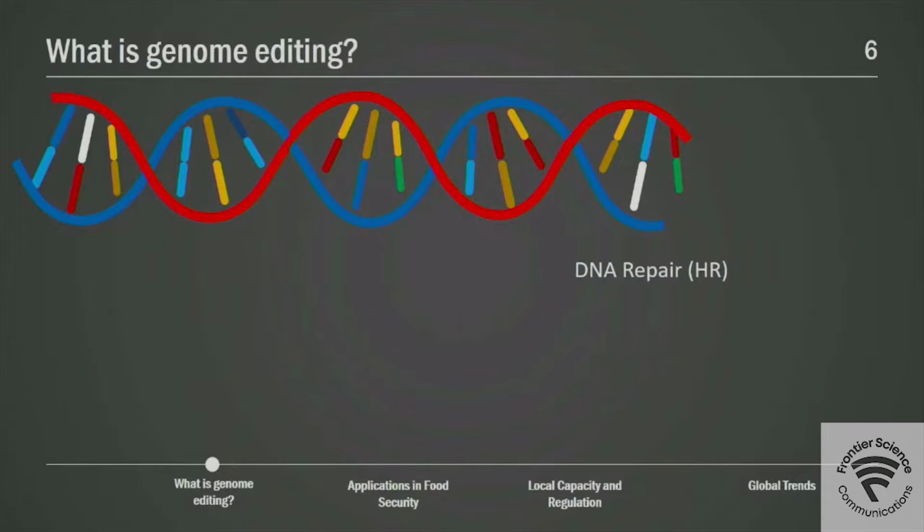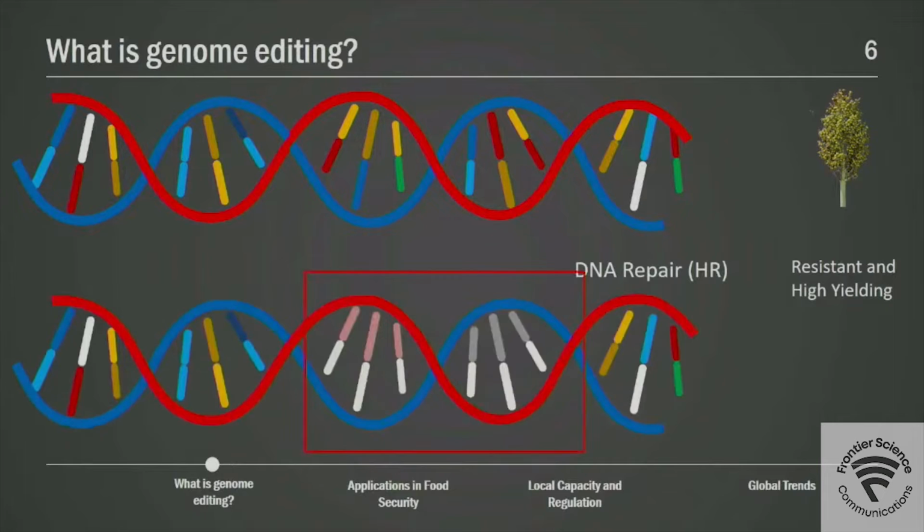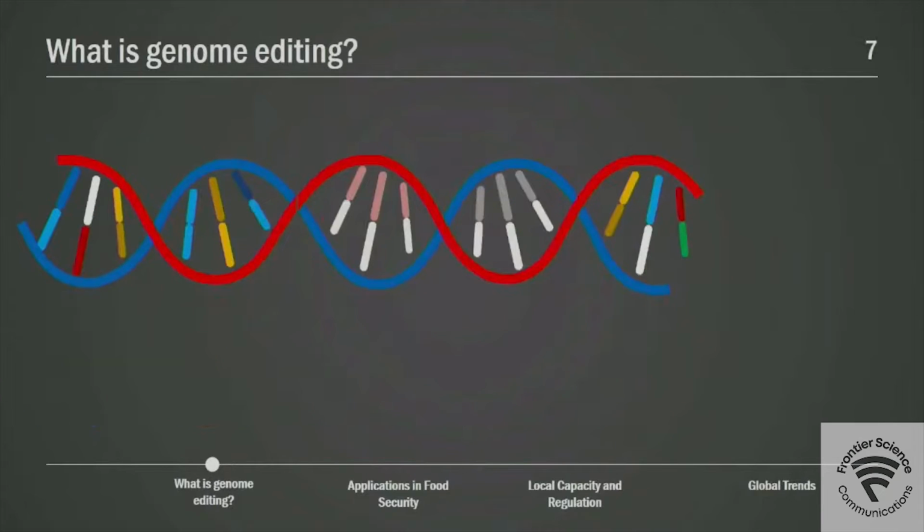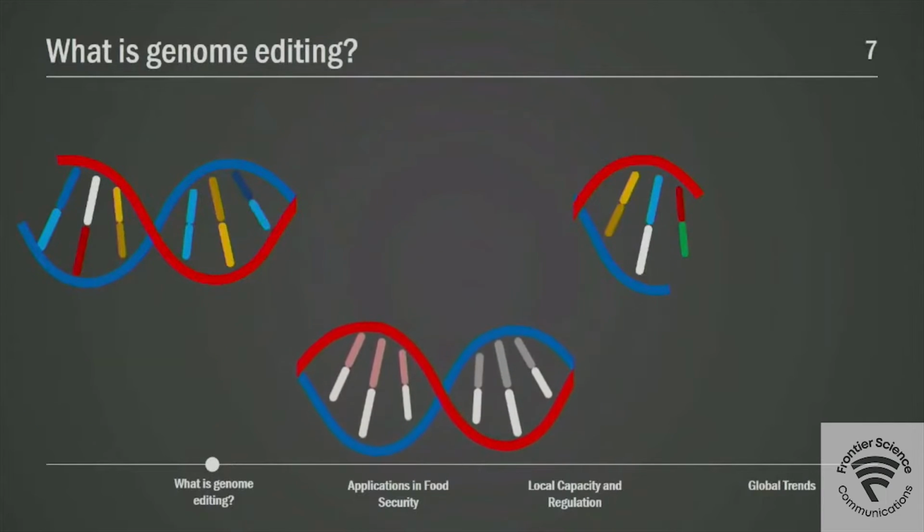And this process is called homologous end-joining. And what you end up with is a resistant variety that still retains the characteristics that were high-yielding. You also have the option of cutting and replacing that with just joining the 2 sequences together. And this process is called non-homologous end joining.